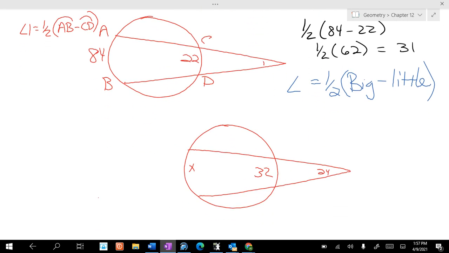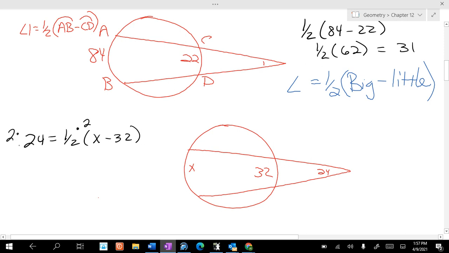Uh-oh. We have the angle. How are we going to find the big arc? Fill in what you know. 24 equals 1/2 of the big arc minus the little arc. We got to somehow solve for x here. What's an easy thing to do on both sides to get rid of that fraction? Multiply by 2. So 48 equals x minus 32, and then you add 32.